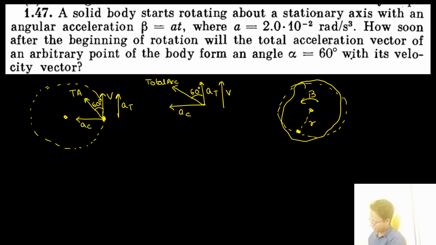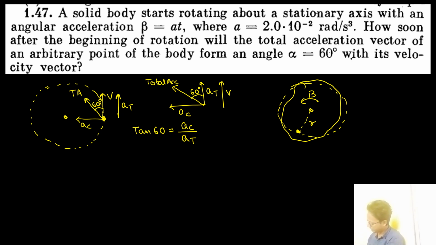So my approach should be tan 60 is equal to centripetal acceleration, which is also known as radial acceleration, divided by tangential acceleration, or tan 60 is equal to perpendicular divided by base, or centripetal acceleration divided by tangential acceleration.